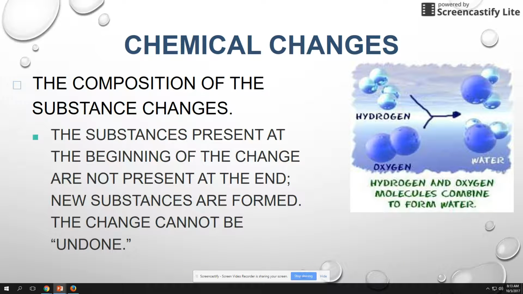Chemical changes: the composition of the substance changes. The substances present at the beginning of the change are not present at the end. New substances are formed. The changes cannot be undone. You can't change it back. Hydrogen and oxygen molecules combine to form water. You can't change that change.